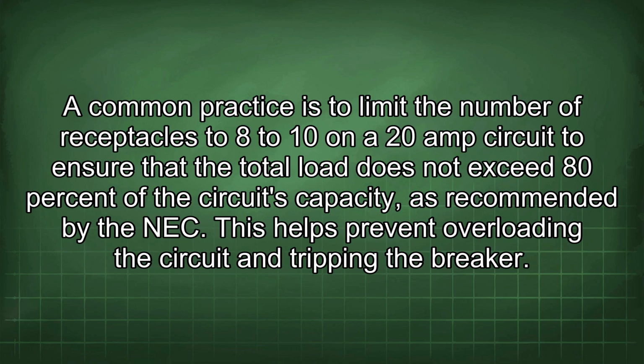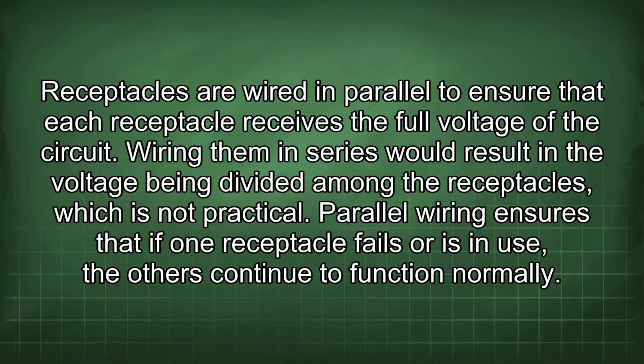A common practice is to limit the number of receptacles to 8 to 10 on a 20 amp circuit to ensure that the total load does not exceed 80% of the circuit's capacity, as recommended by the NEC. This helps prevent overloading the circuit and tripping the breaker. Receptacles are wired in parallel to ensure that each receptacle receives the full voltage of the circuit. Wiring them in series would result in the voltage being divided among the receptacles, which is not practical. Parallel wiring ensures that if one receptacle fails or is in use, the others continue to function normally.